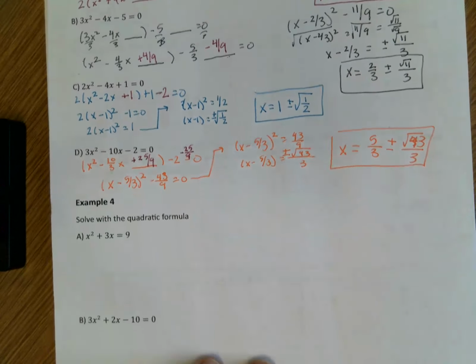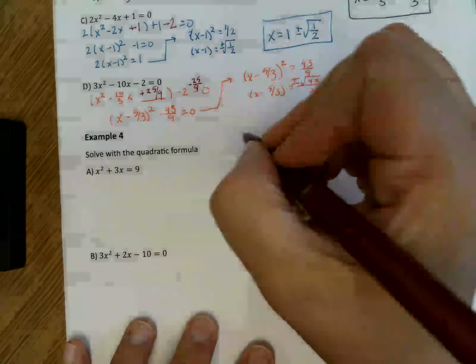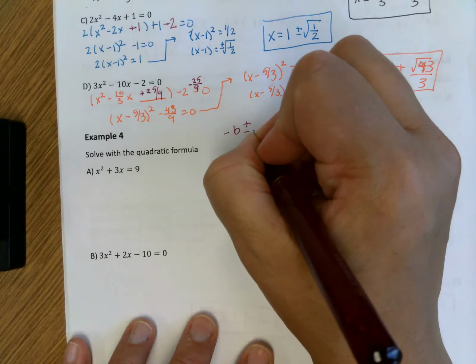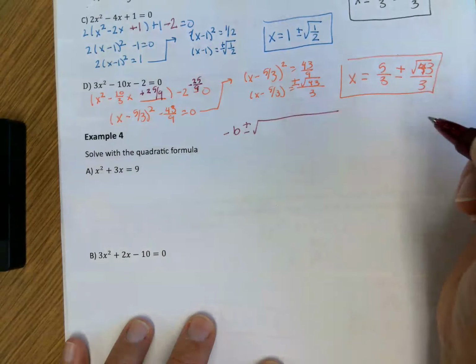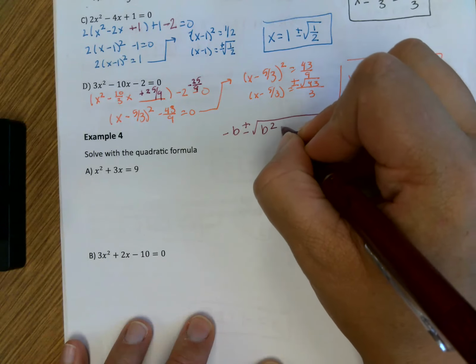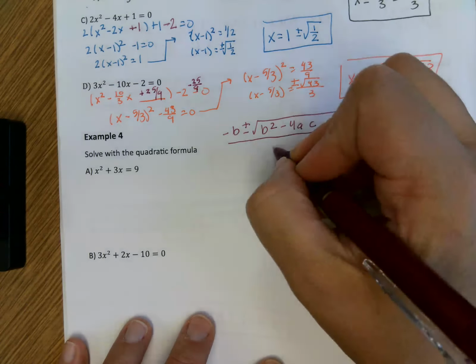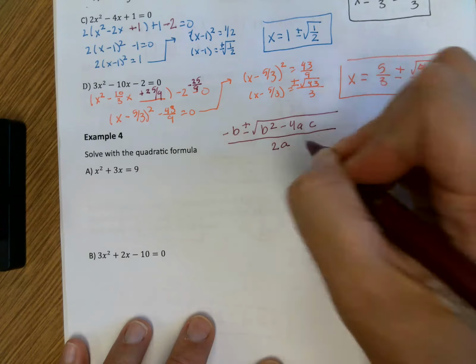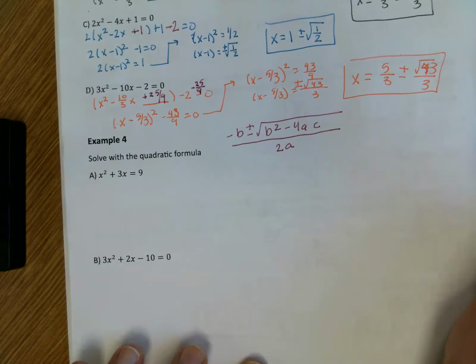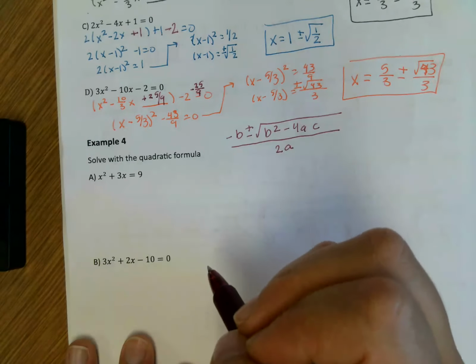Last but not least, quadratic formula. So you have to know your quadratic formula. If you don't know your quadratic formula, this is it. Opposite b plus or minus. Notice how I said opposite b. Opposite b plus or minus the square root of b squared minus 4ac all over 2a. You have to first know what a, b, and c are. You have to set this equal to 0 first.